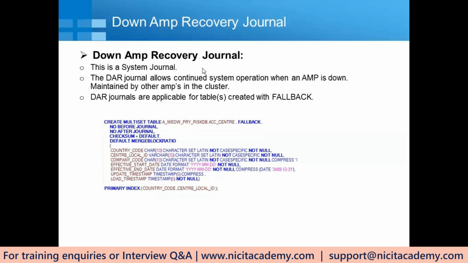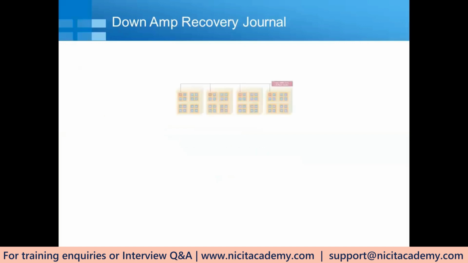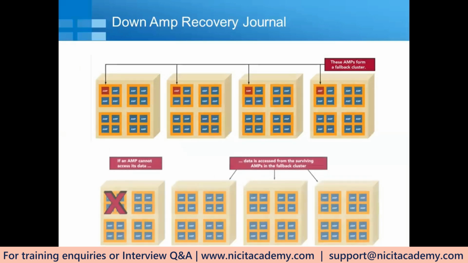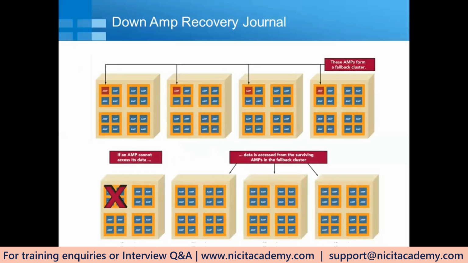So the transient journal is automatically created whenever you are creating a table. You are not explicitly maintaining any method. But the before journal, after journal, dual journal and all, those are the permanent journal. This is where, when one AMP fails, the data will be maintained in the other AMP. We have seen those operations, right? So this is the down AMP recovery journal.